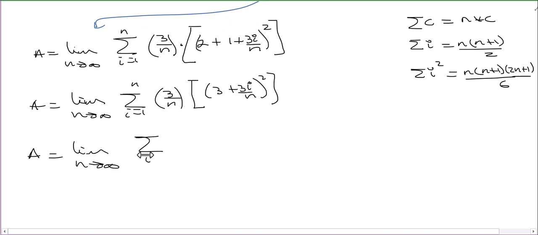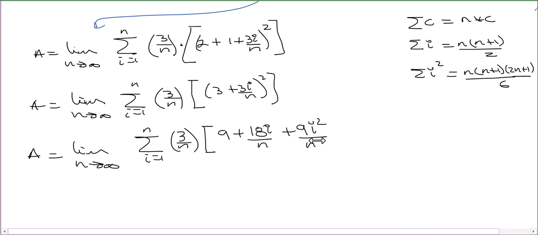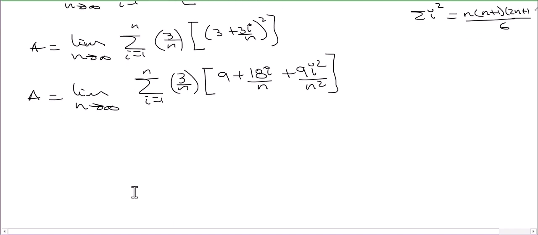So let's see, what does this become? I still have my 3 over n times, let's multiply that out. It'll be 9 plus, what's that, 9 and then double that, so 18i over n, double check my math there, I hope I did that right, plus 9i squared over n squared. And then distribute the 3 over n in to simplify.